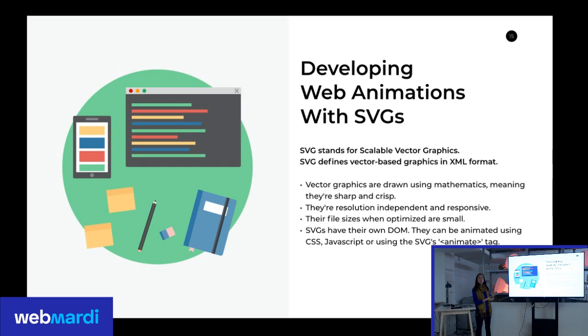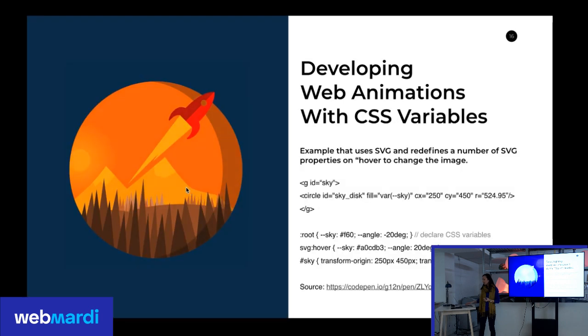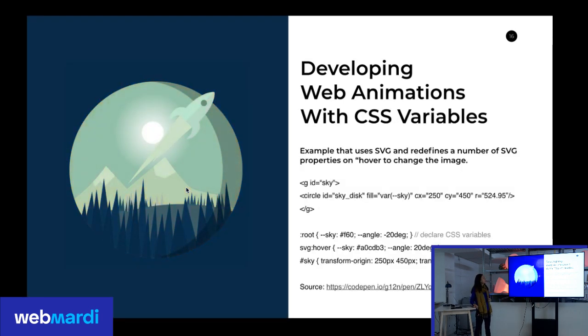SVGs have their own DOM, so you can animate elements of your SVG using CSS or JavaScript, for example to target one element and make it move. So for animation, it's very useful. I have an example here of a simple animation where, when you hover on it, the sun moves.